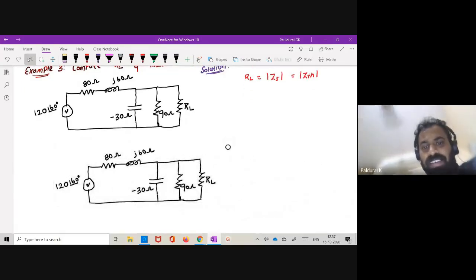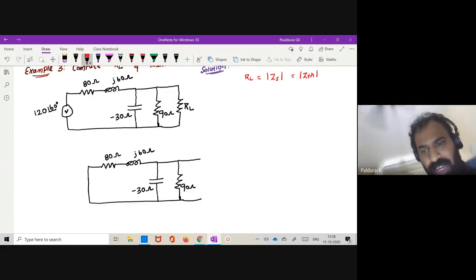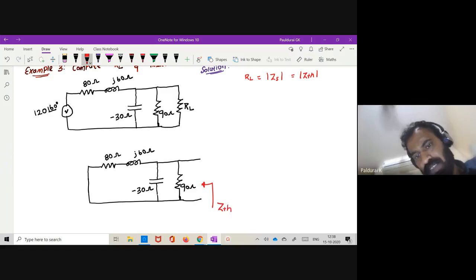So what is the procedure to calculate ZTH? You replace the voltage source by a short circuit. Here I'm having a voltage source, so I'm replacing this one by a short circuit. Any other sources? No, everything else is resistance. Then open the load. I'm opening the load. Now find the resistance across it. This is your ZTH. Now what is the equation for ZTH?